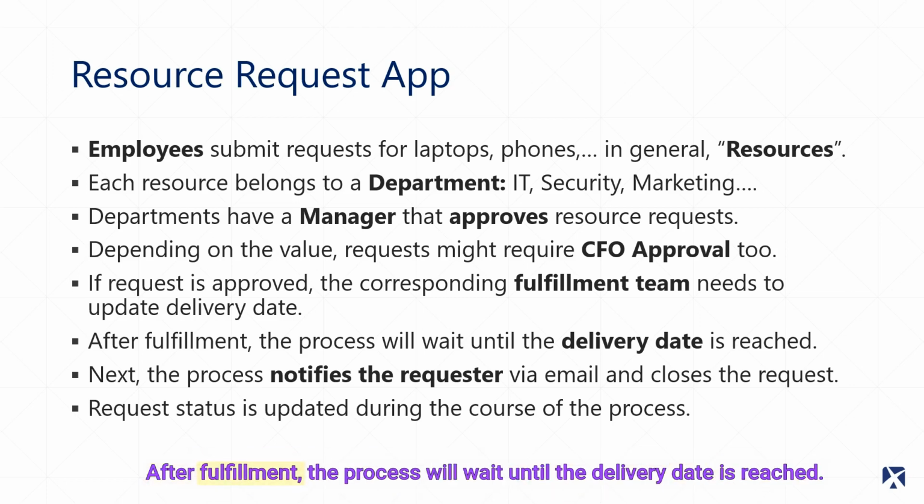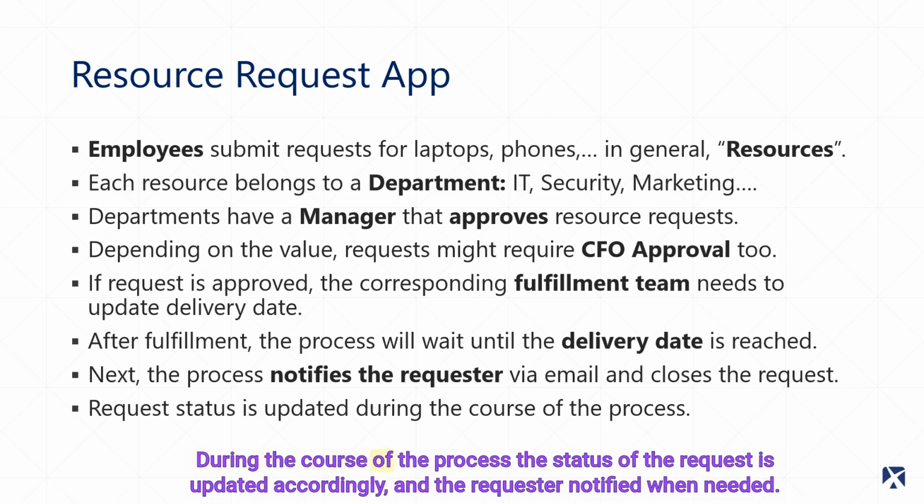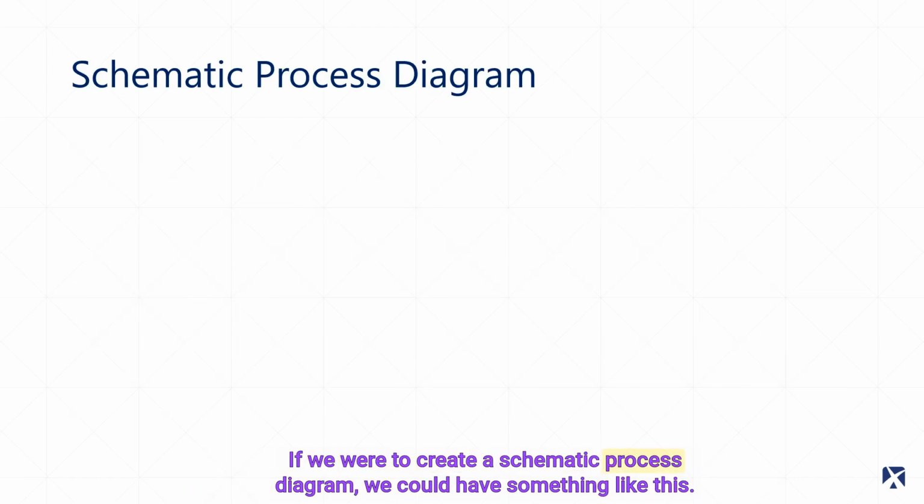After fulfillment, the process will wait until the delivery date is reached. When this date is reached, the process notifies the requester via email and closes the request. During the course of the process, the status of the request is updated accordingly, and the requester notified when needed. If we were to create a schematic process diagram, we could have something like this.